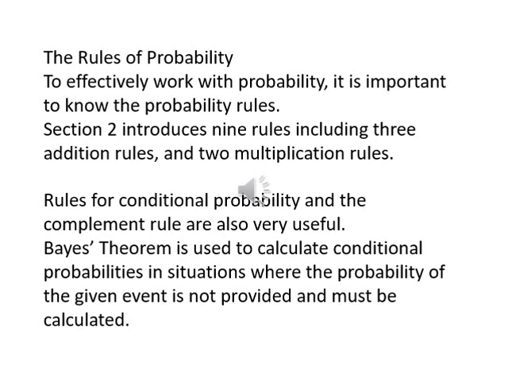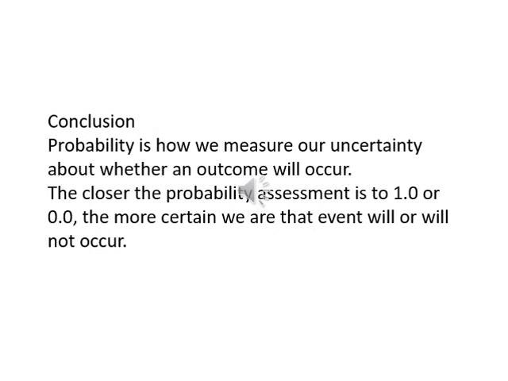Conclusion. Probability is how we measure our uncertainty about whether an outcome will occur. The closer the probability assessment is to 1.0 or 0.0, the more certain we are that the event will or will not occur.